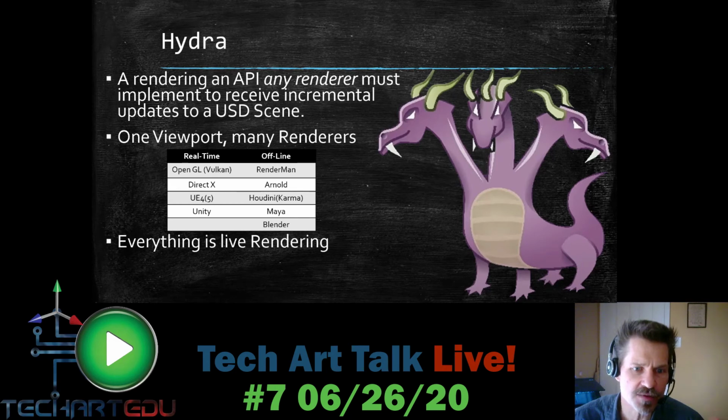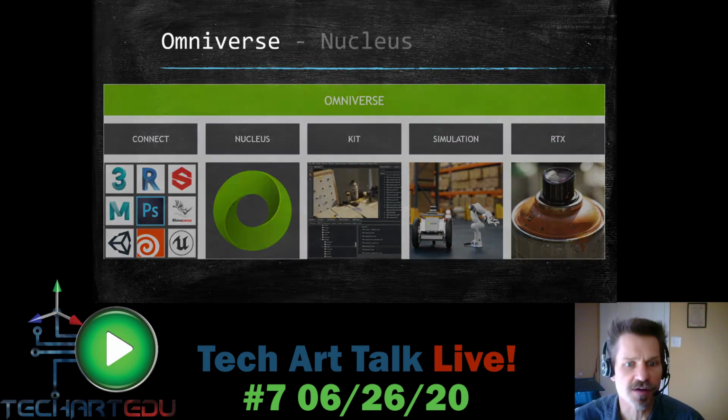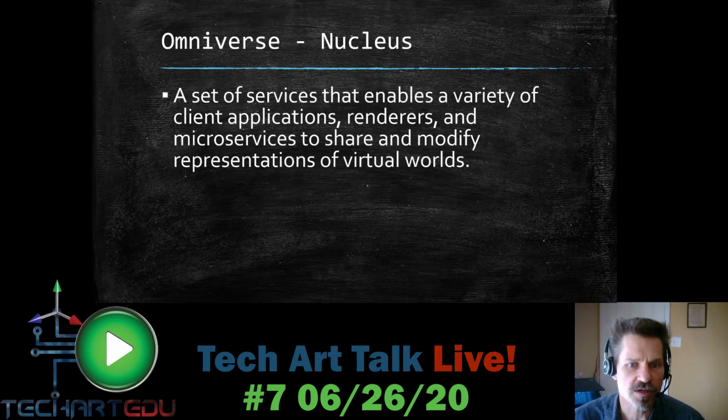And everything is going to be live rendering, and this is where NVIDIA is coming in, because NVIDIA sees the opportunity for them to be the big dog to push this along. Now, Omniverse is broken up into 5 sections in itself. And then at the core of it all is the nucleus, which is a great big storage in the cloud that stores all of USD data.